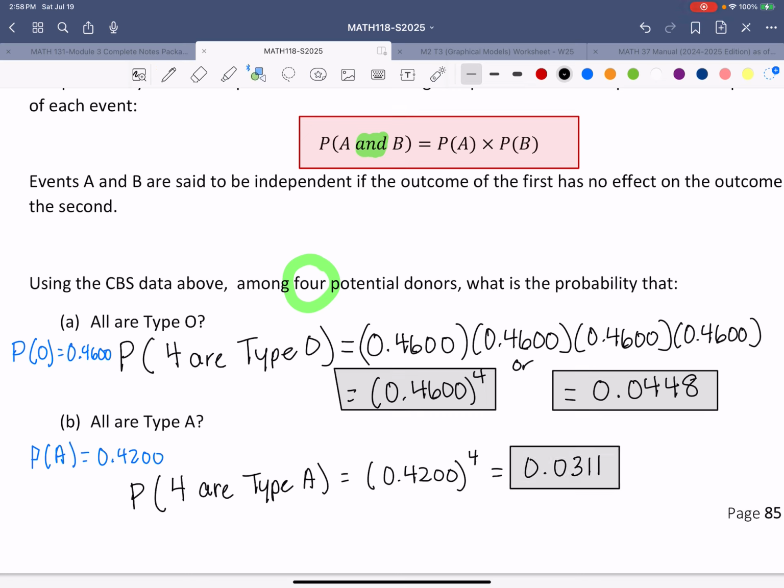So again, notice how all my probabilities, I'm rounding those to 4 decimal places. I want you to practice that. That's what we're going to be using as we move through this course. All right, carrying on.